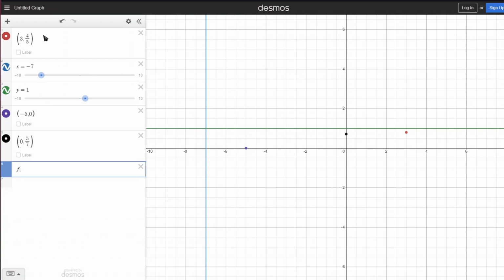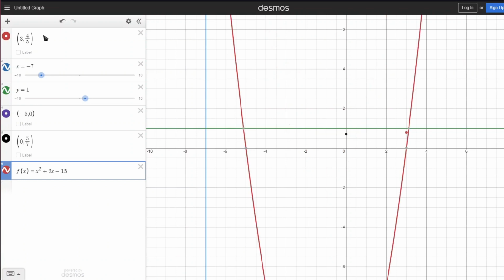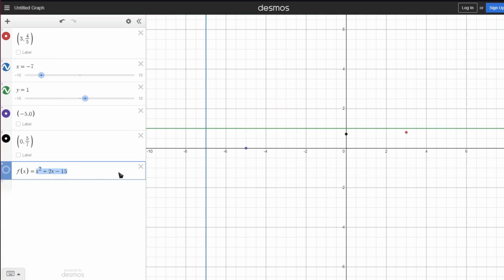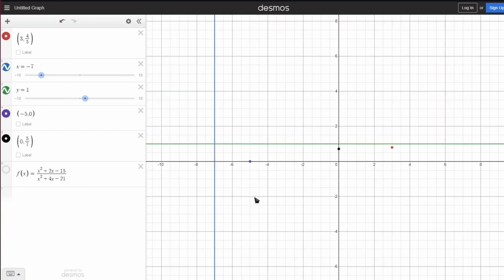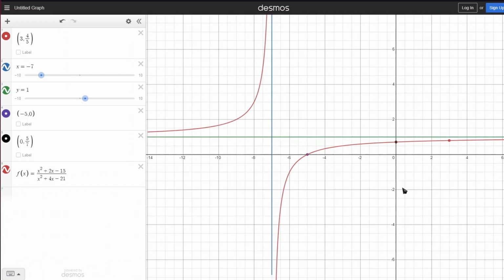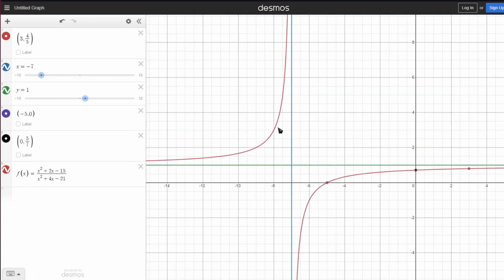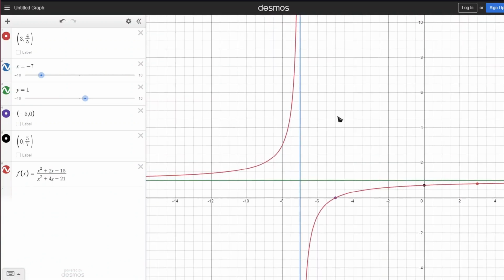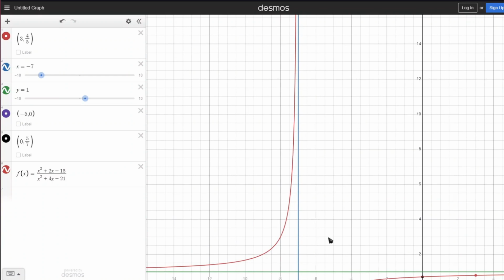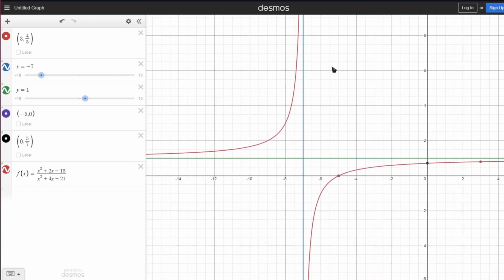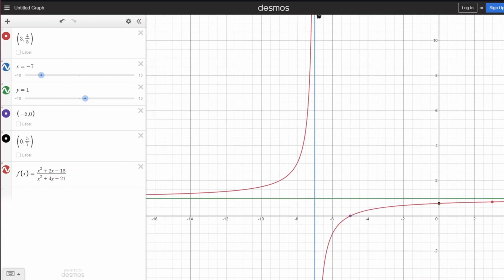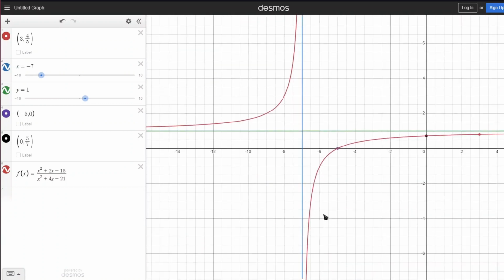Now let's graph the actual function. F of x is equal to x squared plus 2x minus 15 divided by x squared plus 4x minus 21. Now let's take a look at what this looks like. And as you can see, this graph perfectly fits within the asymptotes. This one and these and this one. As you can see, the graph continuously approaches the asymptotes but never actually touches them.